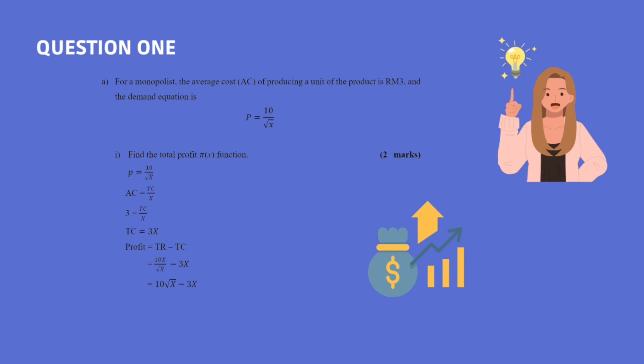We substitute the expressions for TR and TC into the profit equation. We will get the final expression for profit in terms of the variable x. It simplifies to 10 square root x minus 3x.